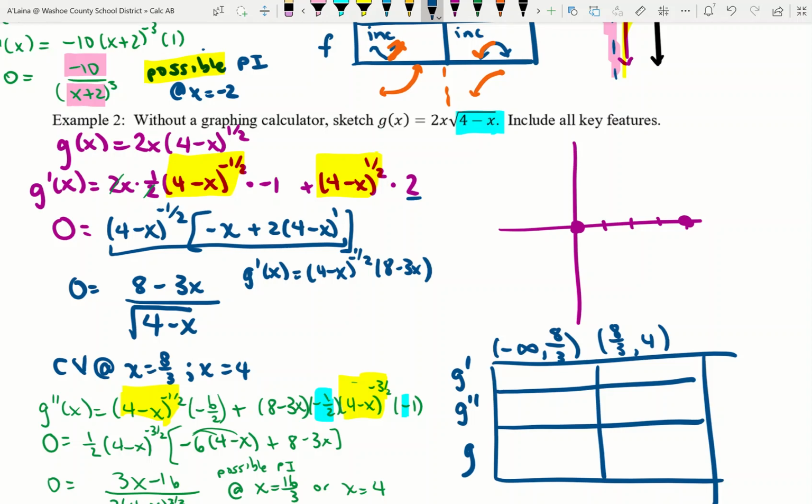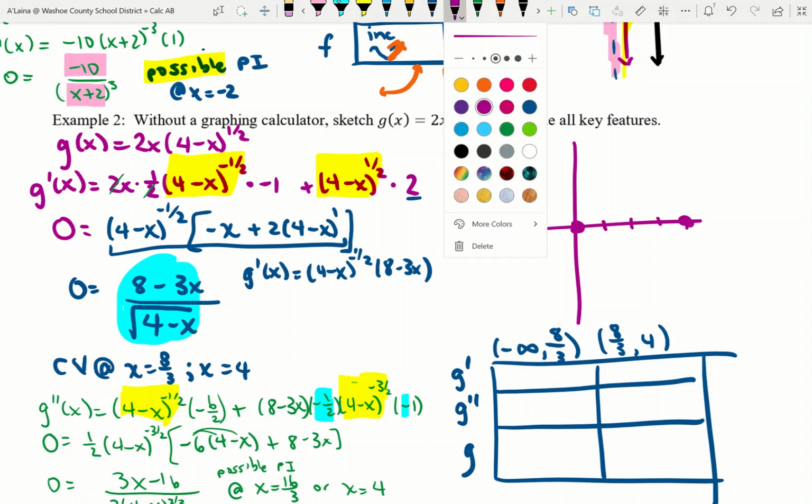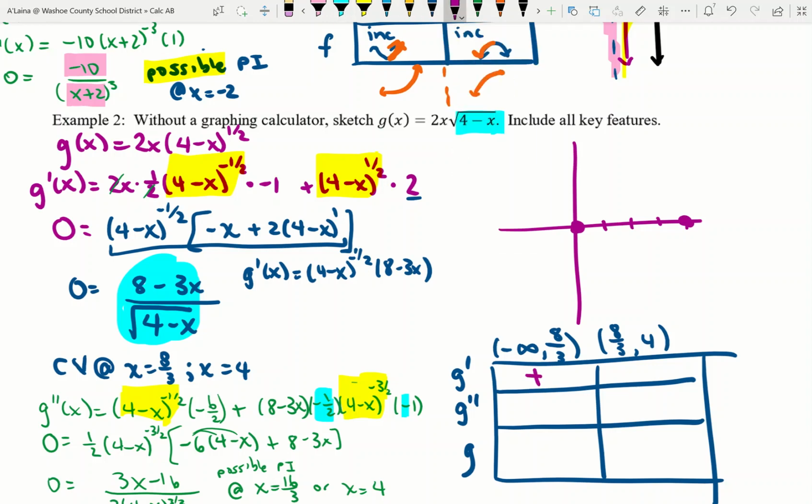So starting with G prime, if I pick a number between negative infinity and 8/3, such as 0, remember here's my expression for G prime when I simplified it. So let's see, if I substitute in a 0, all I really care about is the sign. On the numerator, I would get a positive. On the denominator, I would get a positive. And so the first derivative in this interval will be positive. What that tells me is my function G is increasing on that interval.